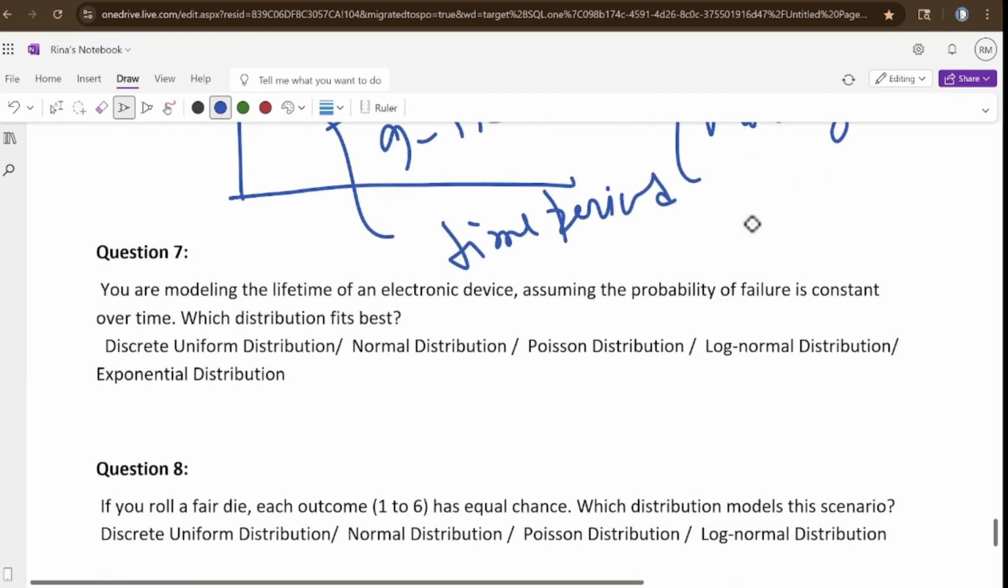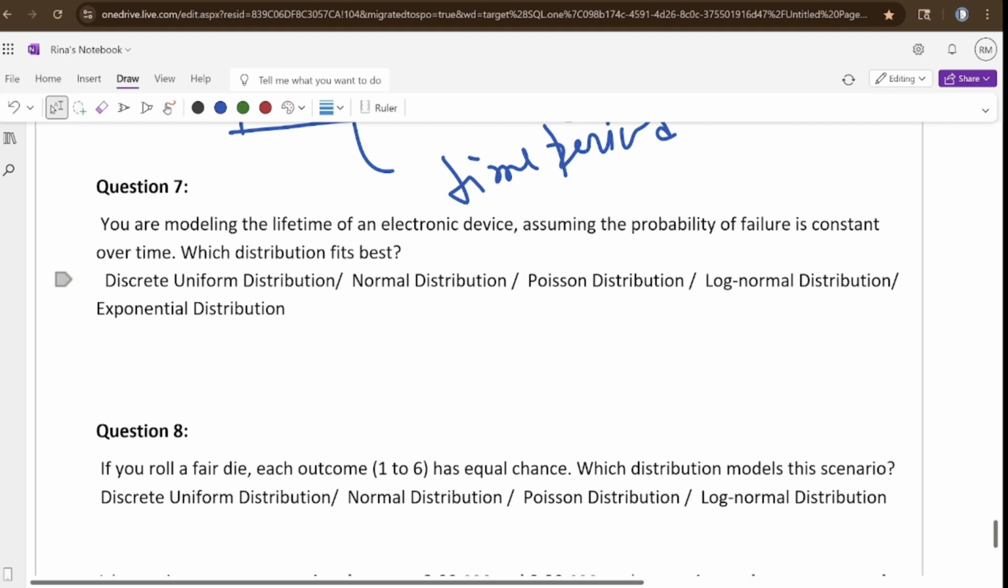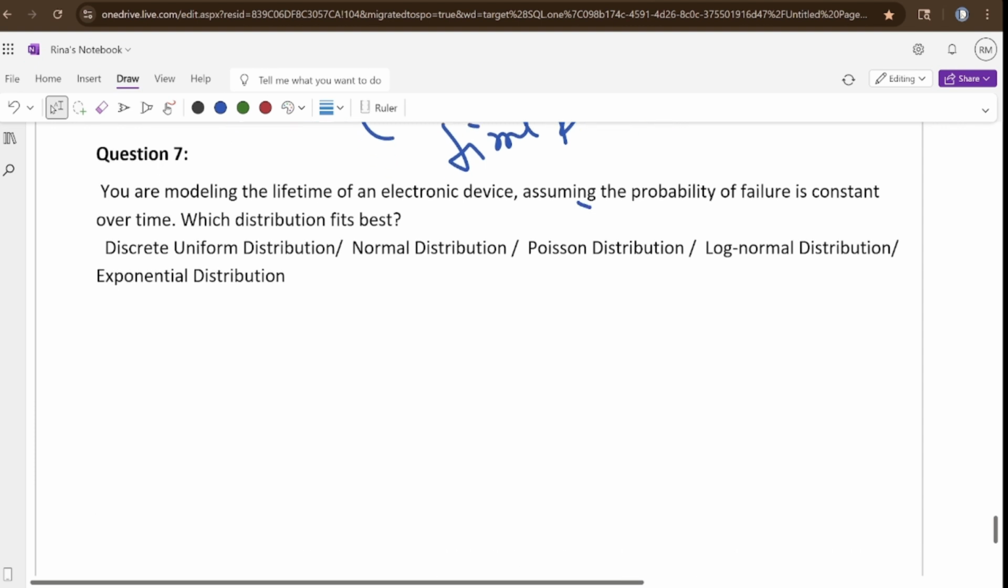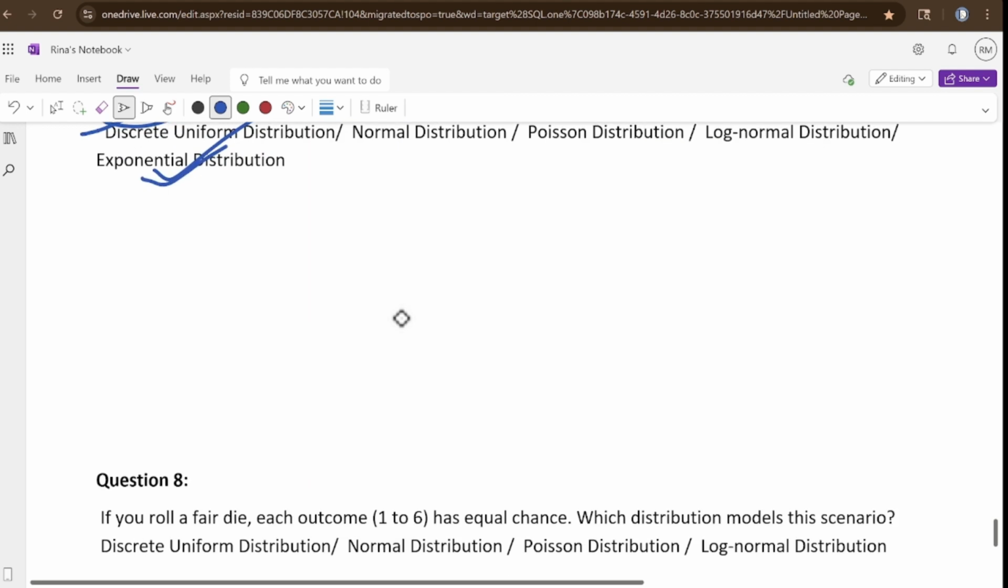Okay. Next one. You are modeling the lifetime of an electronic device, assuming the probability of failure is constant over time. The probability of failure is constant. So, this is something fixed. You cannot change. And you are modeling the lifetime of an electronic device. See, this one is best suited for exponential distribution. Because when the probability of failure is constant over time, you have to consider the exponential distribution. Okay. Now the next question.